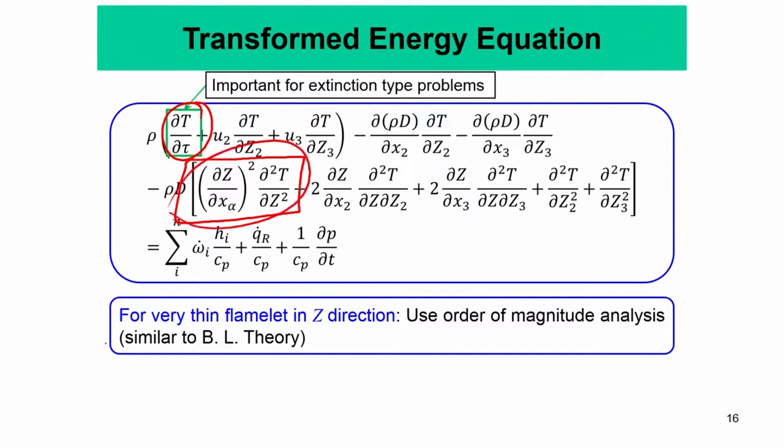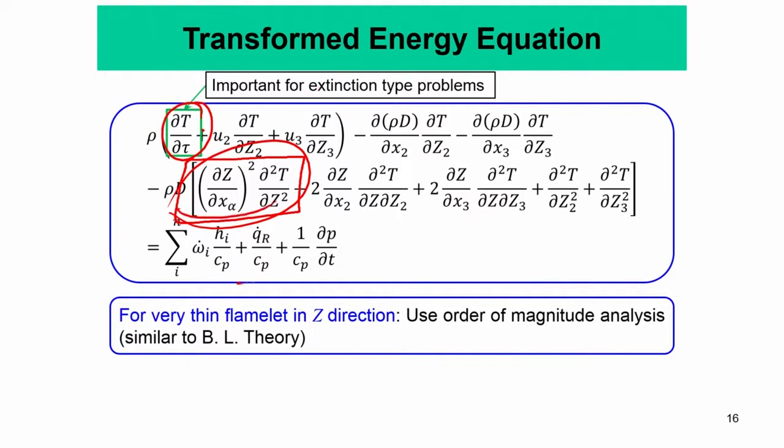Of course, we'll also neglect some terms, because we are only interested in what happens in the vicinity of the flame, where the scalar gradients are very strong, but only the gradients in the normal direction, that is along the z direction, are very strong. So we'll only keep the transient term, which is important for extinction or ignition type problems.